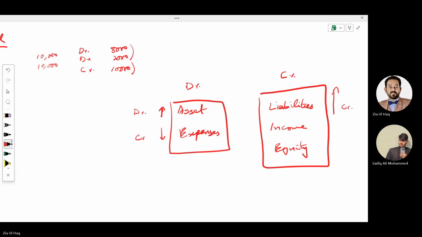It depends on nature. If the nature is debit, an increase will be debited and a decrease will be credited. If the nature is credit, an increase will be credited and a decrease will be debited. Liabilities have credit nature, so an increase will be credited and a decrease debited. For assets, an increase goes with the nature.